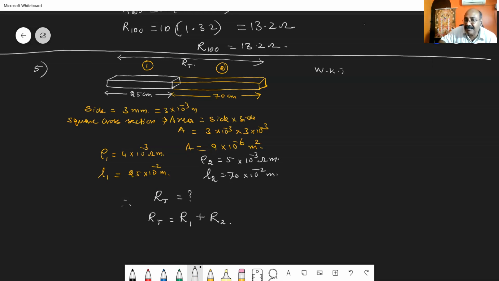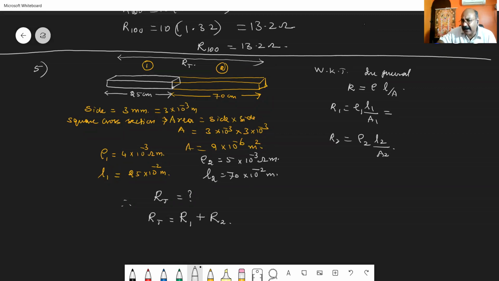We know that in general, resistance is given by the formula R is equal to rho into L divided by A. So I can consider R1 is equal to rho 1 into L1 divided by A1 and R2 equal to rho 2 into L2 divided by A2. I can find it out separately and substitute it here, or I can substitute the formula and simplify. Whatever we can do, I'm doing it like this.